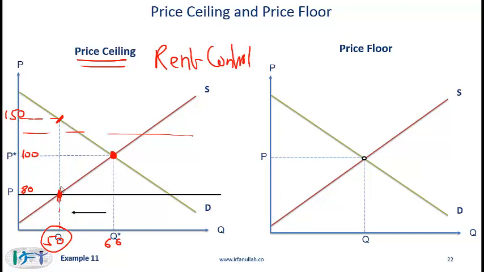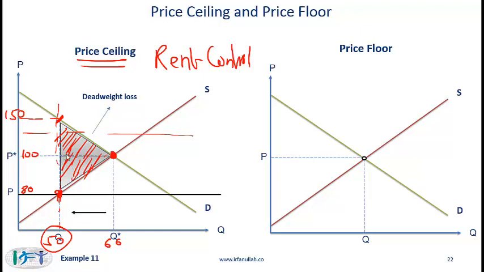Some consumers will benefit a lot because they will get the product for only 80, even though they are consumers who are willing to pay 150. In this situation, we have what is called a dead weight loss, which is this region that has been shaded. Dead weight loss is a measure of inefficiency. If this area is large, that means the inefficiency is more.